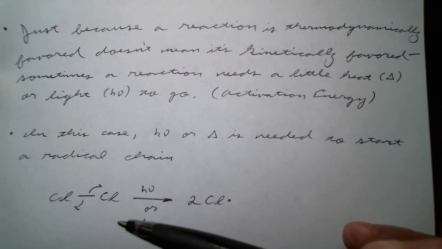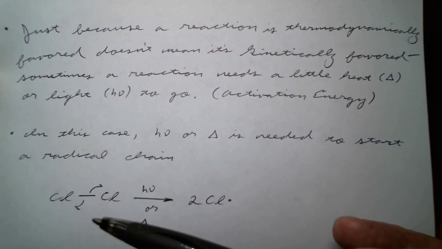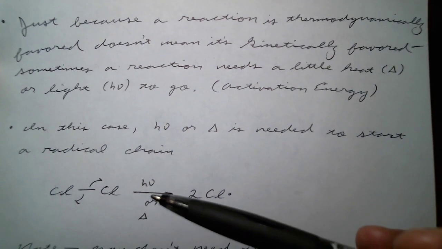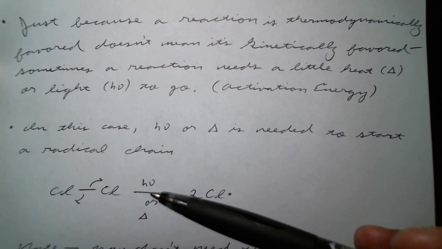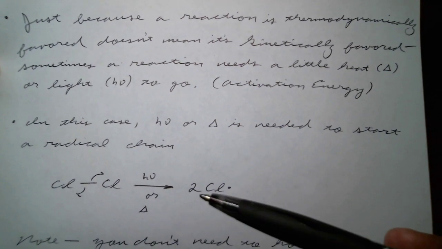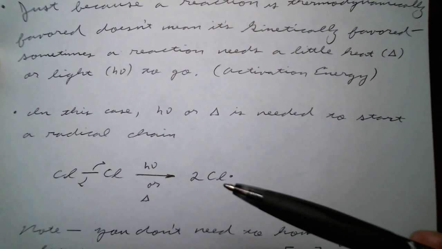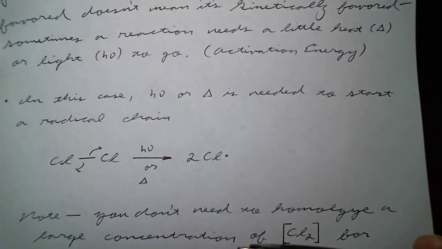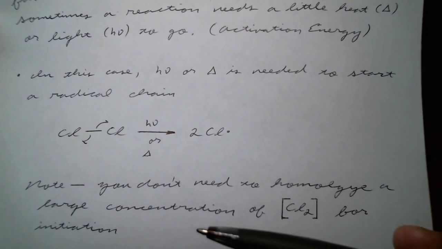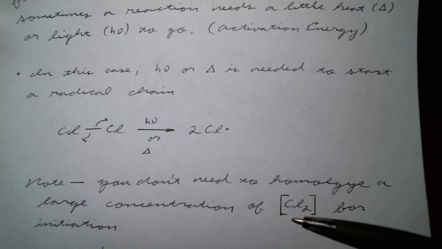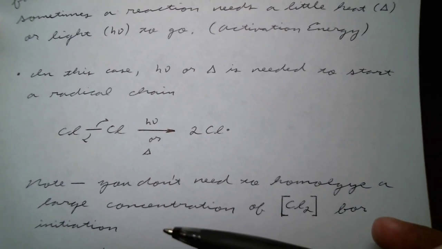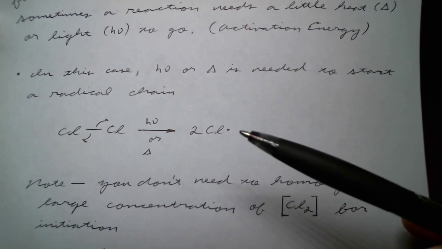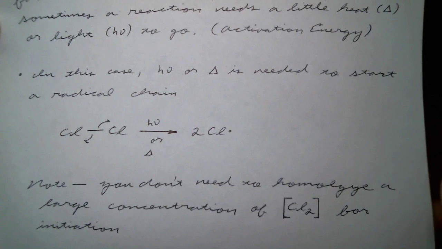For example, our diatomic chlorine is a gas at room temperature. If it's hit with a photon of the right energy, or if we heat it, we can form a small amount of chlorine radicals. Note, you don't need to homolyze a large concentration of diatomic chlorine for initiation to occur. We only need a few of these forming at any given time to start off the reaction.